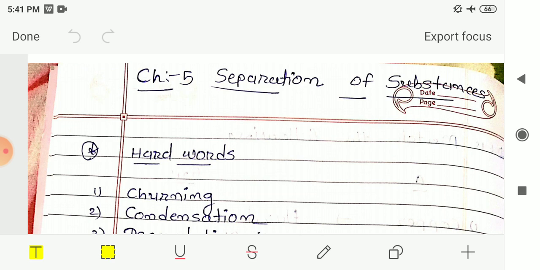And there are many different methods we had seen in this chapter for the separation of substance, like hand picking, threshing, winnowing, sieving, sedimentation, decantation, filtration, evaporation and condensation. These are some common methods that are used to separate substances from their mixtures.